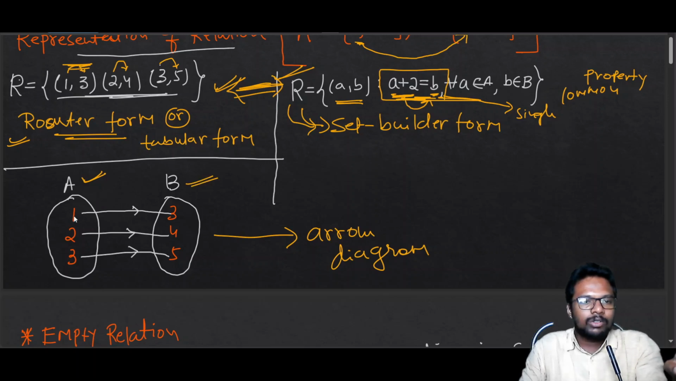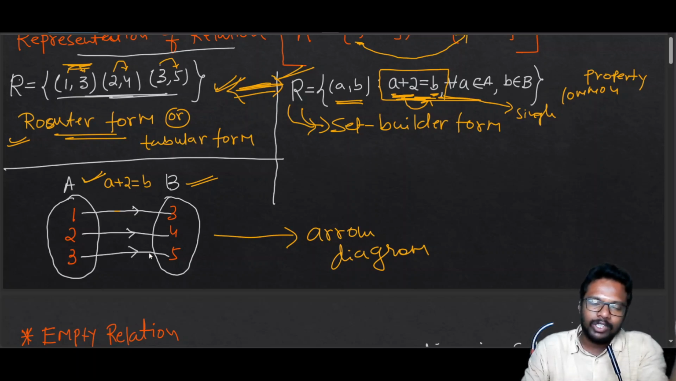So 1 is related to 3 because the relationship is a plus 2 equals b. We have to add 2 to elements of A and we get values in B. So we represent this relationship using the arrow mark. Since 1 is related to 3, we draw an arrow from 1 to 3. 2 is related to 4, so here we represent an arrow from 2 to 4.